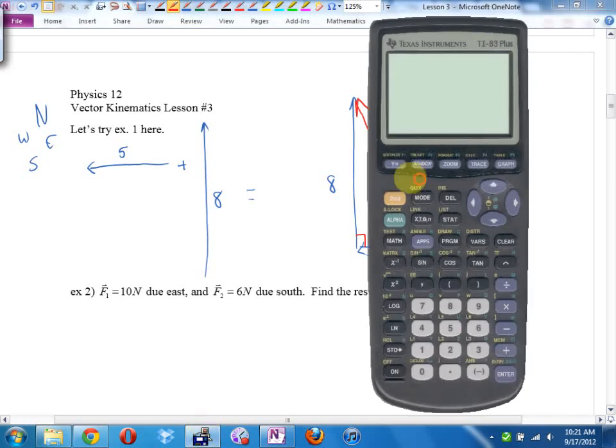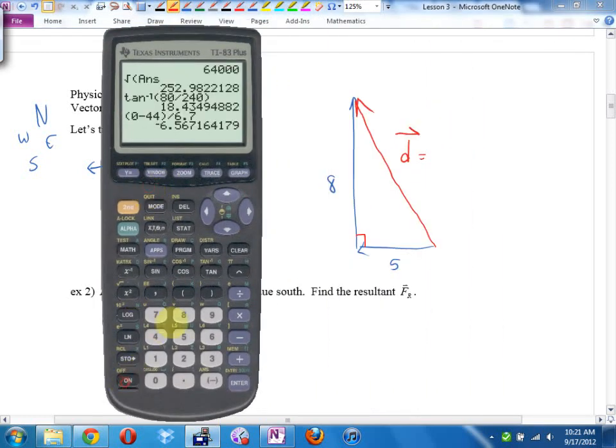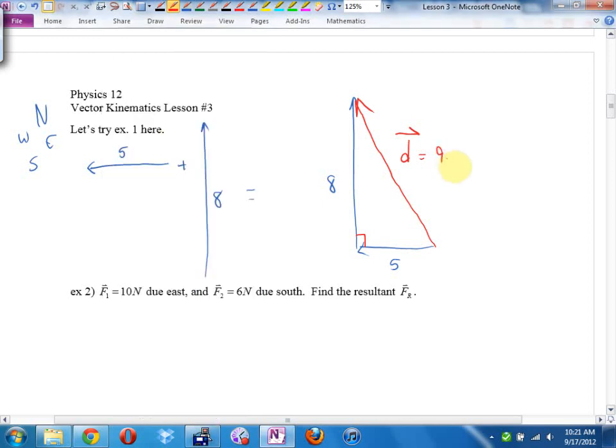But I'm actually going to go 8 squared plus 5 squared. Square root of 89, 9 point something. I get 9.43. Units, Nathaniel? Kilometers. And I'm not done. All I've done is find the scalar. I found the distance. They asked for the displacement.